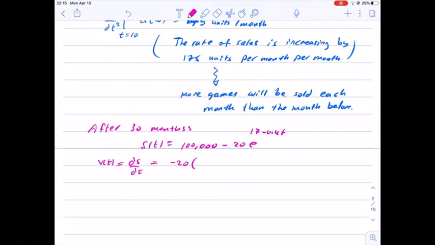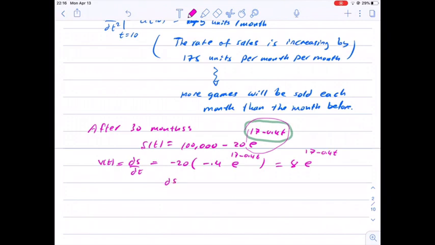The velocity is negative 20 times the derivative of the exponential function. The derivative of the exponential function is the derivative of the power times the same exponential function. What is the derivative of the power? 17 is constant, so the derivative is 0. Negative 0.4 t, the derivative of this is negative 0.4 times the same exponential function. So this gives us 8 e to 17 minus 0.4 t.